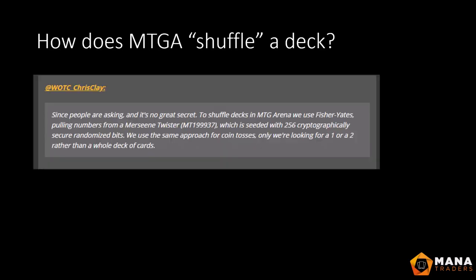Alright, so Wizards of the Coast has been very straightforward about what shuffler they're using for Magic the Gathering Arena. And as stated here by Chris Clay from a post 2 years ago, the algorithm that is used to shuffle Magic the Gathering decks is the Fisher-Yates algorithm, and that algorithm is implemented with random numbers from a Mersenne Twister, which is seeded with 256 cryptographically secured bits.